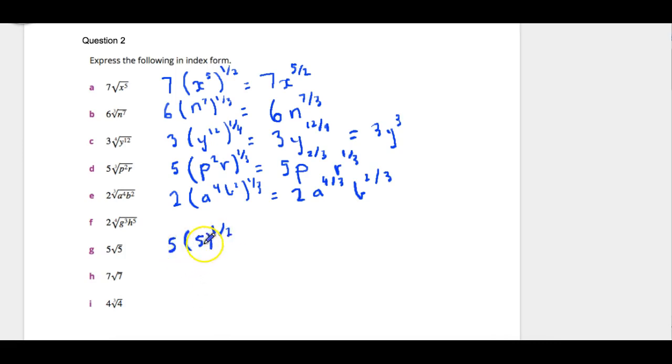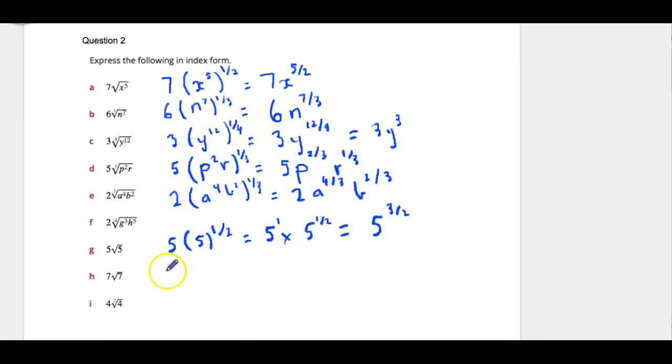Okay, so basically we've got the same base here. So if you think about this, this is the same as saying, all right, this is 5 times 5 to the power of 1/2. And this power here is 1. So what do we do when we multiply? We have to go back to index law, I think number 1, and we add our powers. So this is 1 plus 1.5. And I'm just going to write it as a fraction, it's 3/2.